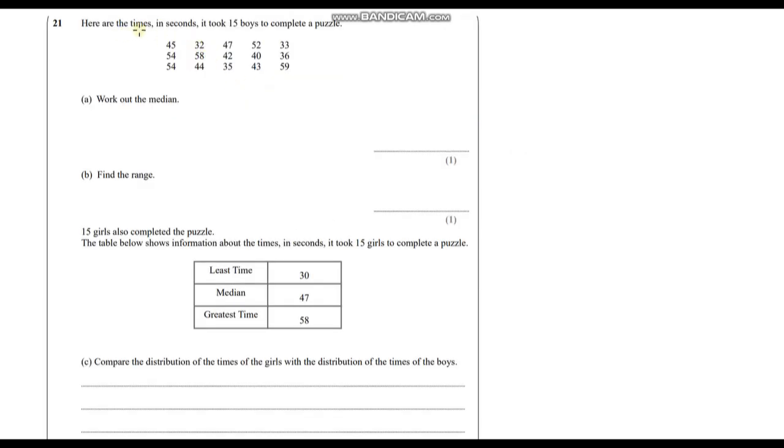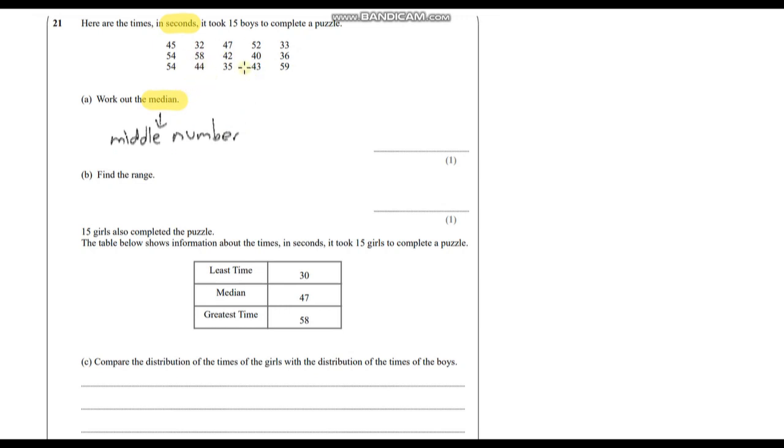Question 21. Here are the times in seconds it took 15 boys to complete a puzzle. So 45 seconds, 32 seconds, etc. Work out the median. The median is just the middle time, or the middle number. So what we'll need to do is put these in order and then find the middle number.